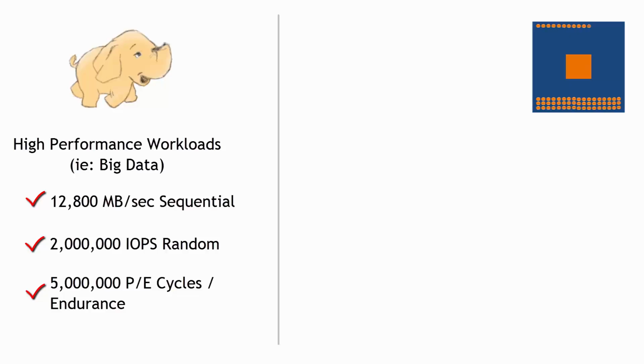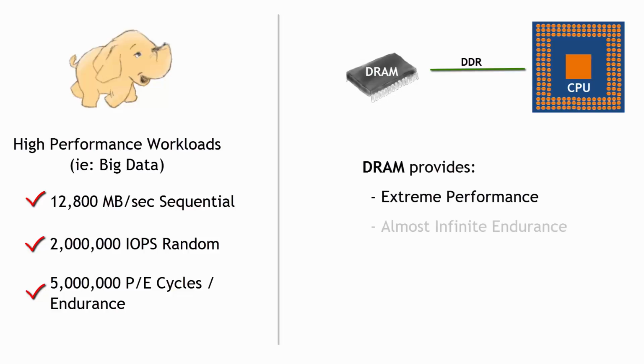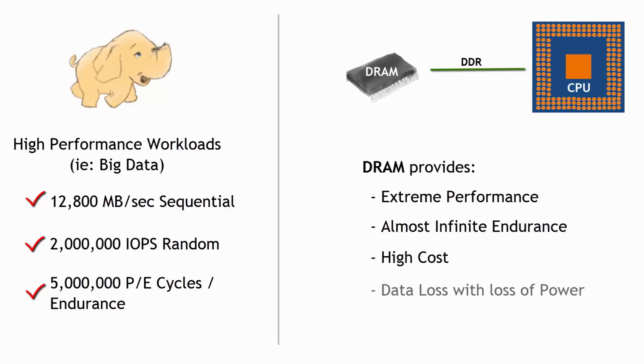And it all starts with this processor chip and its direct relationship, using DDR, to the actual DRAM. This is the highest performance area that you can get. Of course, it is the most costly as well, and it has one downside: data loss. Data loss when power goes out.